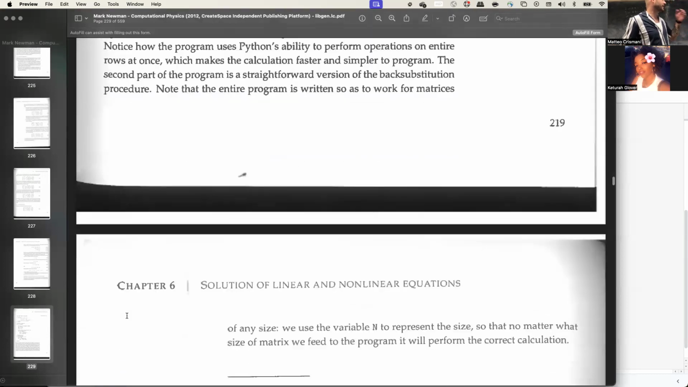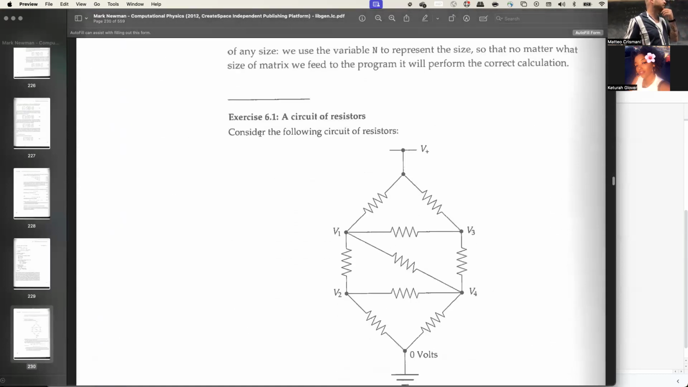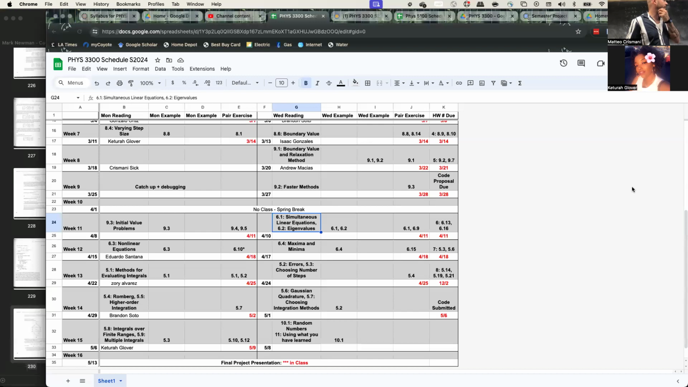And if we want to go back over that, that's perfectly okay. And then we'll just do this circuit of resistors problem, and then we'll be done for the day. Is that reasonable? I think it's this one, 6.1. Yeah, let's go.